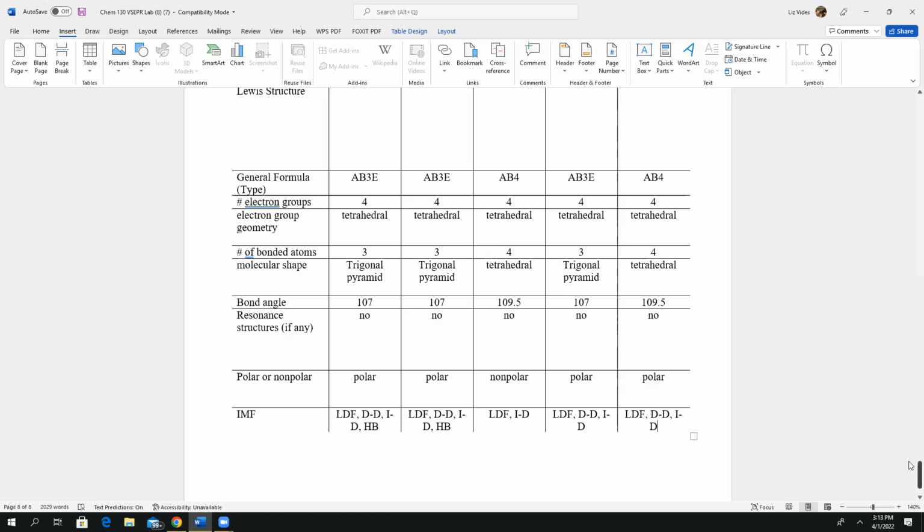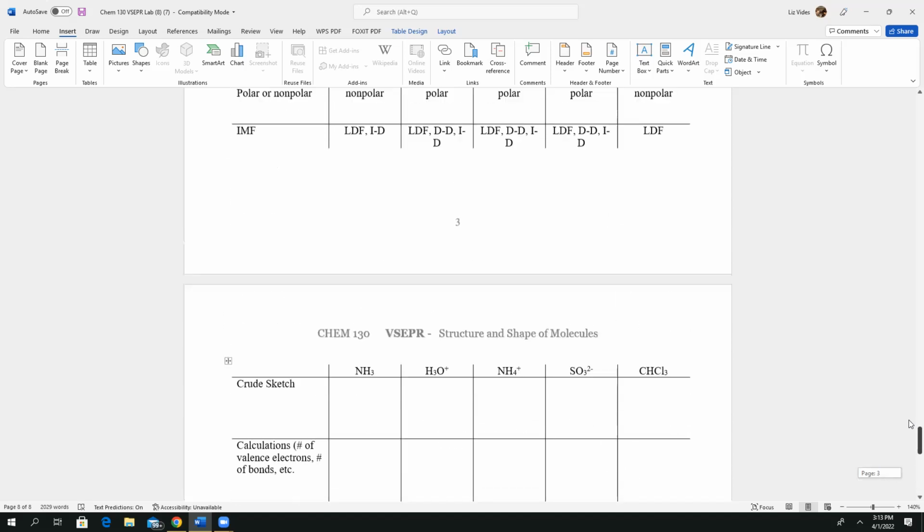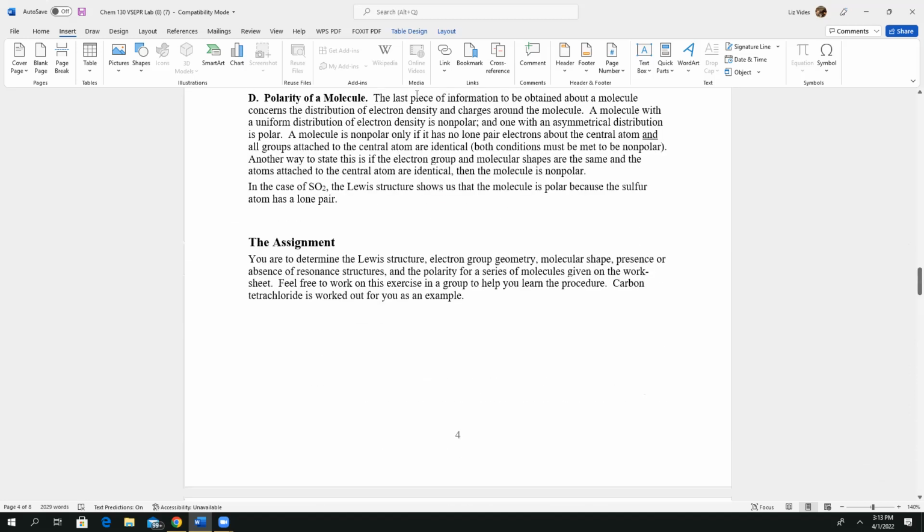Now, let me show you why CHCl3 is polar. Here's the polarity piece. Okay, the last piece of information is the distribution of electron density and charges around the molecule. A molecule with a uniform distribution of electron density is nonpolar, and one with a non-uniform distribution is polar. A molecule is nonpolar only if it has no lone pair electrons about the central atom, which it didn't, and all groups attached are identical.